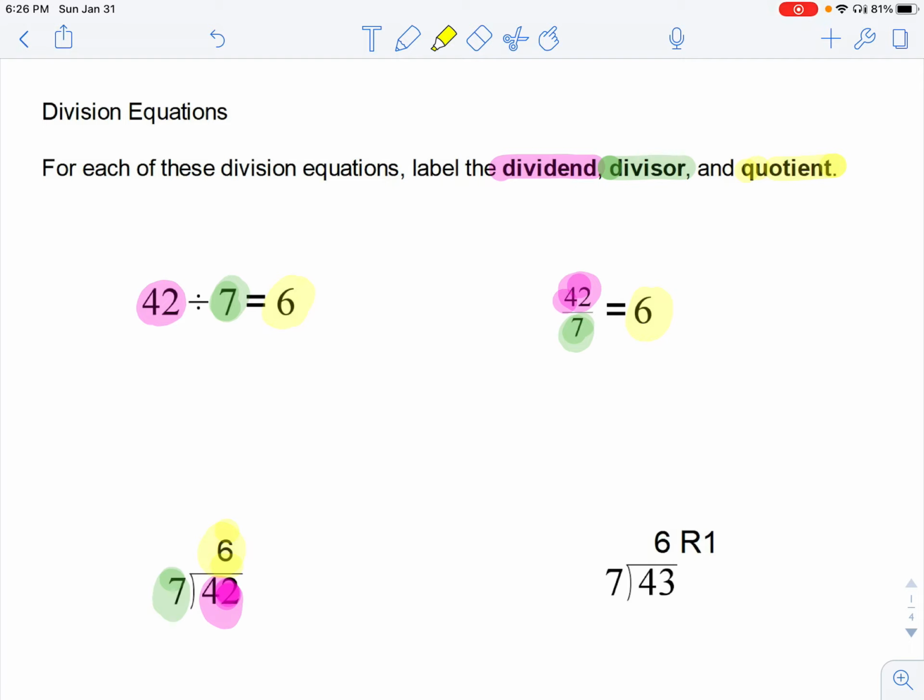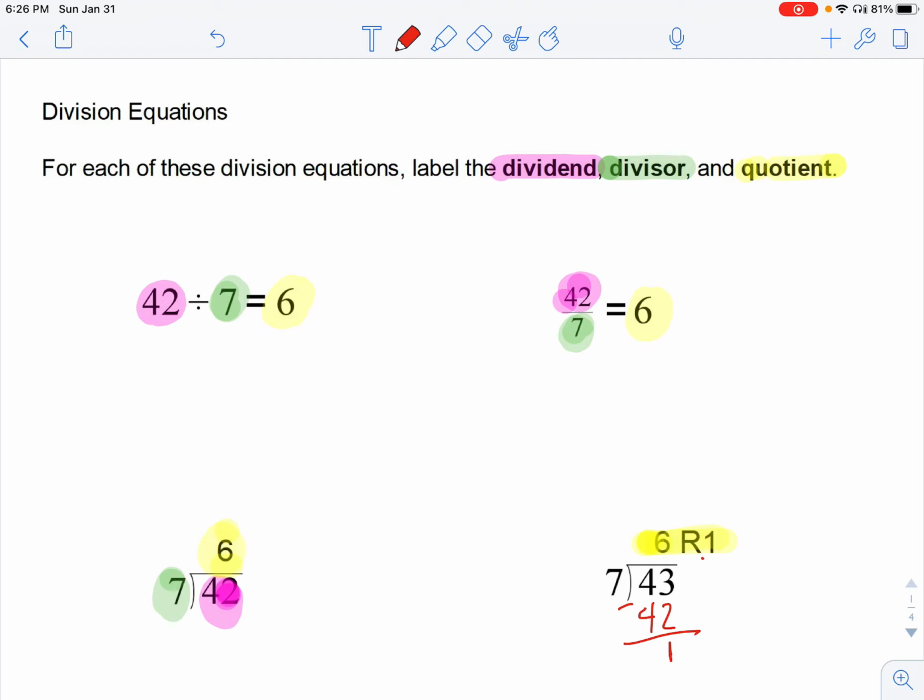And this one is only slightly different, in that now our dividend changed to 43. So with our quotient, we have a remainder. And that's because 7 goes into 43 6 times, right? That was 42. But then, once you did that, you still had 1 left over. So we have that remainder 1.